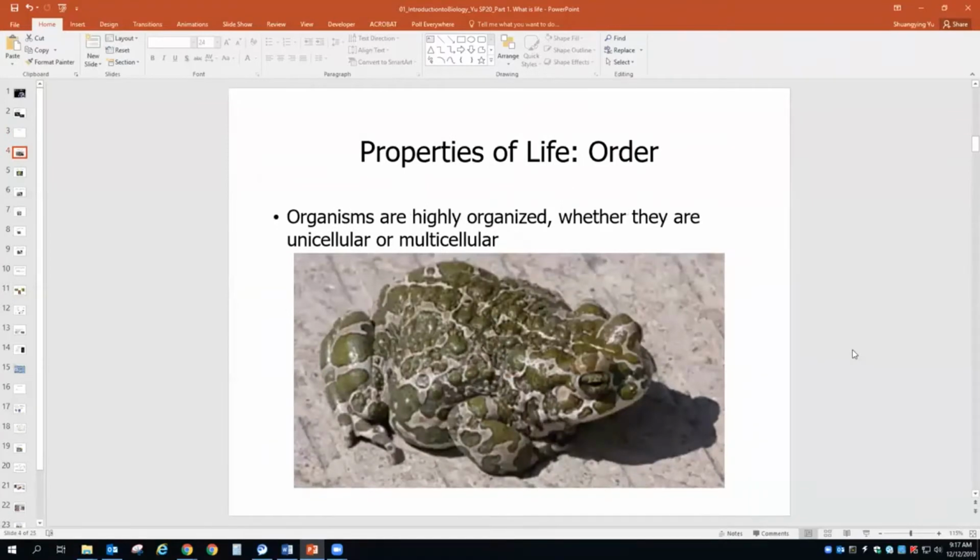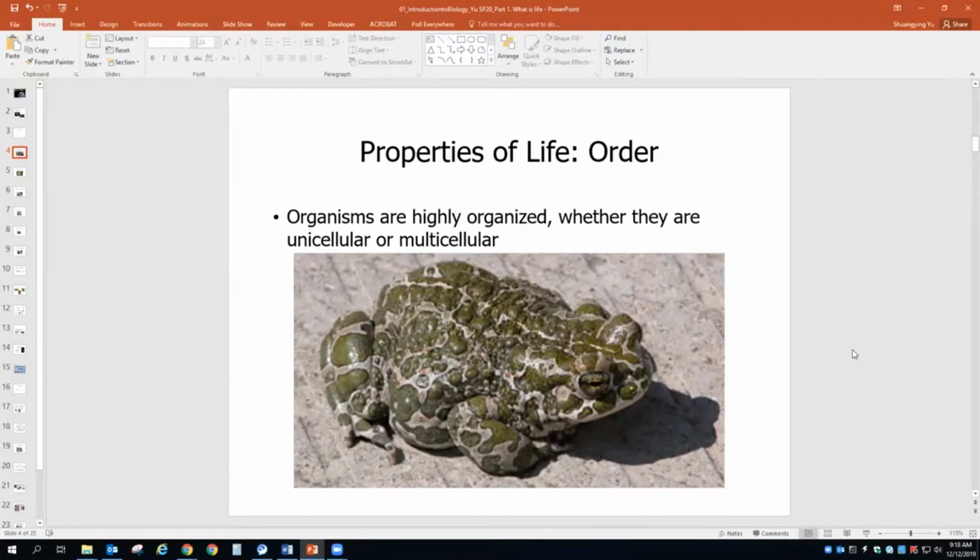First one is order. So organisms are actually highly organized. It doesn't matter whether they're a unicellular organism consisting of one cell or multicellular organisms consisting of multiple cells. And for example, humans, we can have trillions of cells. So all those cells, they're comprised of atoms and molecules and the cellular structures and cells. And then for multicellular organisms, all those cells are really specialized to perform different functions.